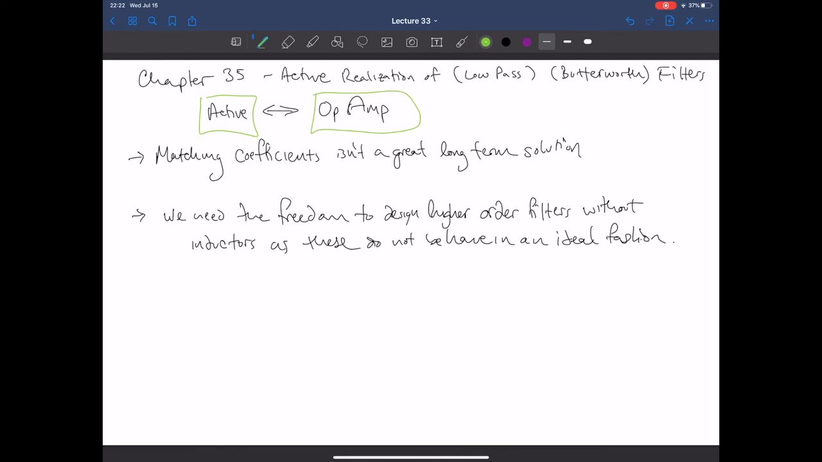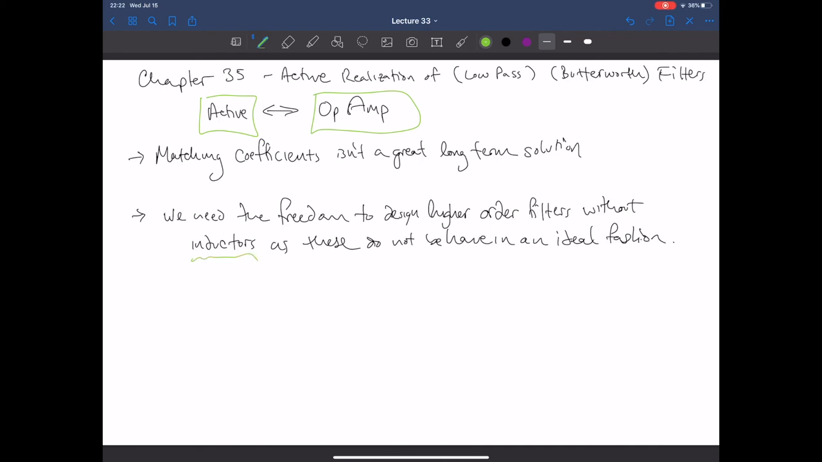So what we've done in the last few chapters is we've played the matchy-matchy game of trying to get those coefficients to line up nicely with the element values that we plug in. And that works, kind of. We saw some limitations of this, but in the long run, it's not really a great solution. So we need the freedom to be able to design these higher order filters, and we need to be able to do it without inductors.